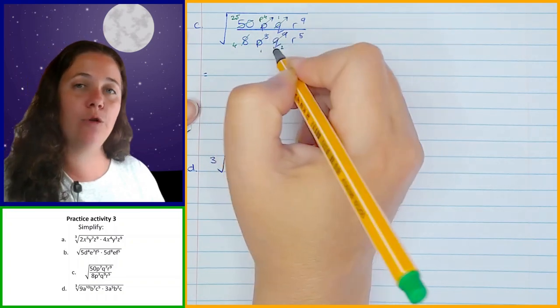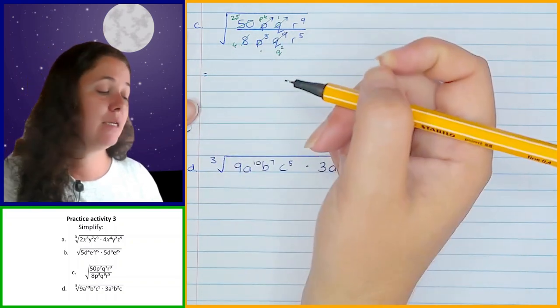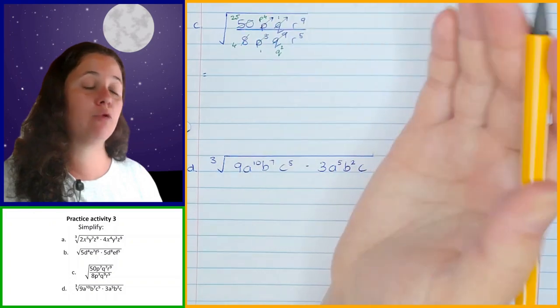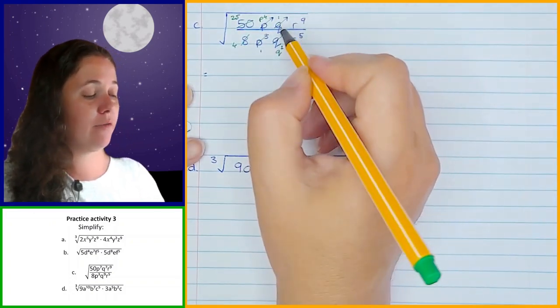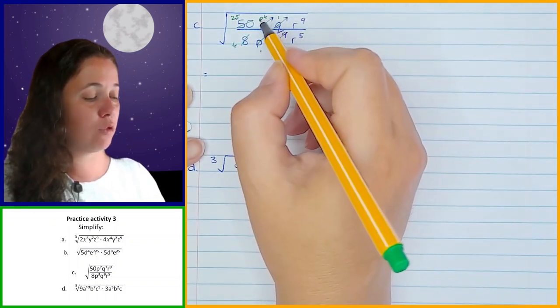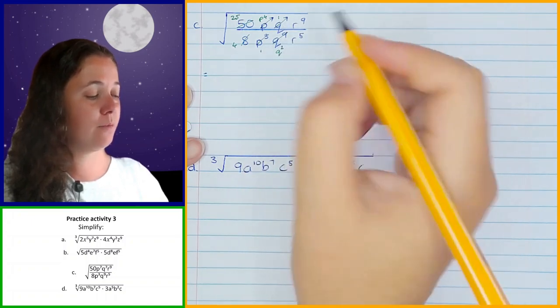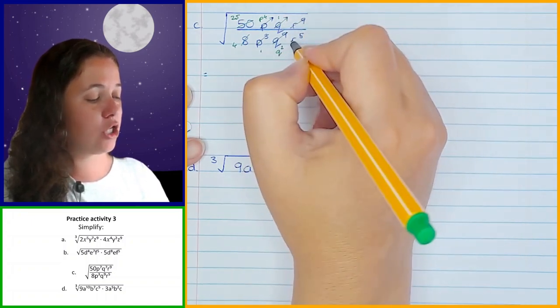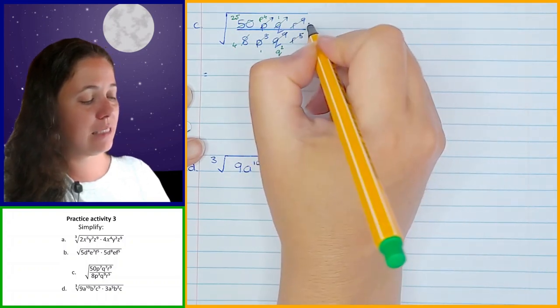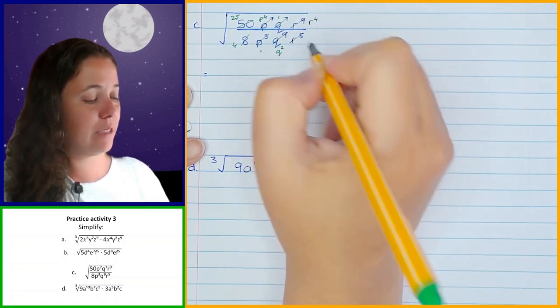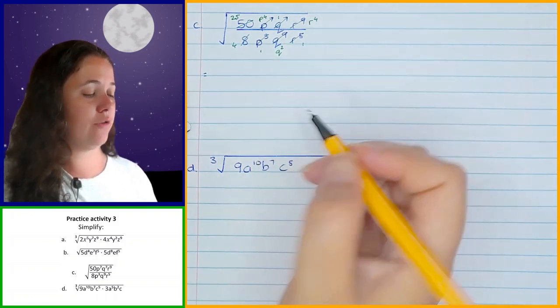Remember, over here we're using the rule that when we divide powers with the same base, we subtract their exponents. So that's what I'm doing over here. 7 minus 3 gives me 4, so that's p to the power of 4. Here, 9 minus 7 gives me 2, so that's q to the power of 2. And then I've got r to the power of 9 and r to the power of 5, that is r to the power of 4 by saying 9 minus 5 is 4, and that is 1 over there.